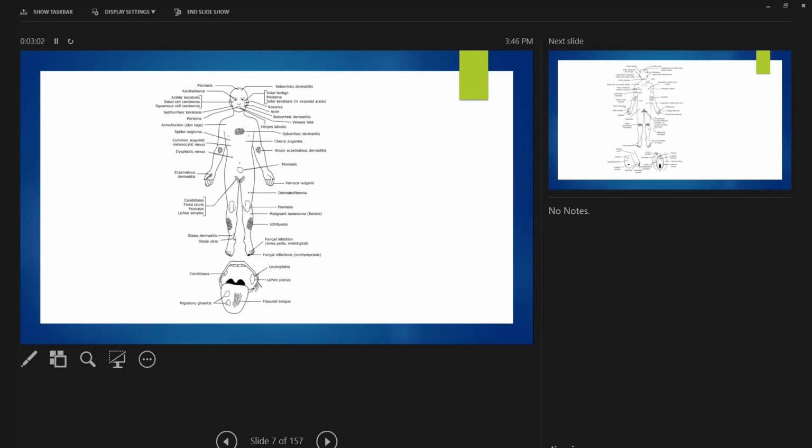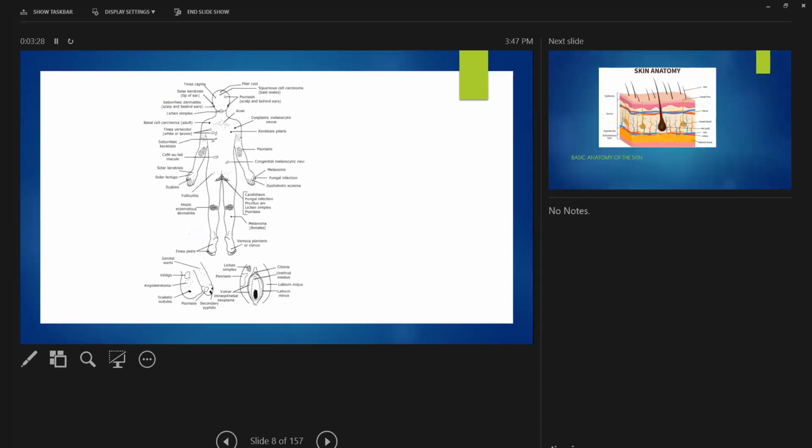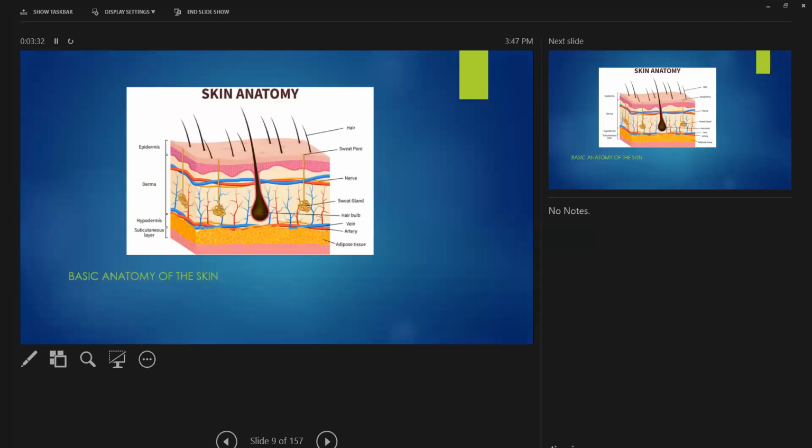This is just a diagram of some of the typical places where we see lesions that are associated with dermatology, so it is good to keep these in mind. You have the PowerPoint, so it'd be a good idea to go over these. These are the typical placements of these particular pathologies on the front and the back.